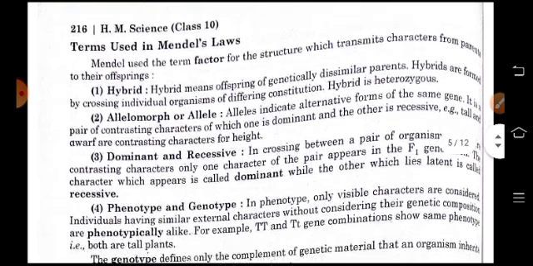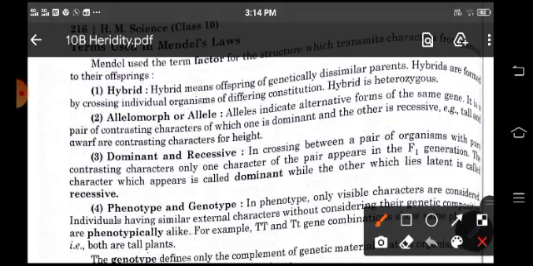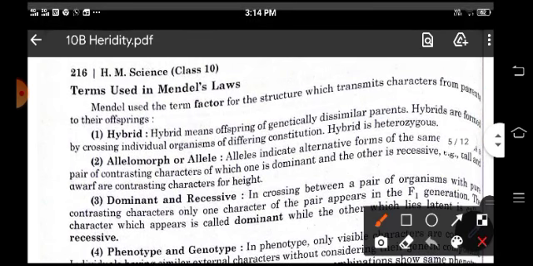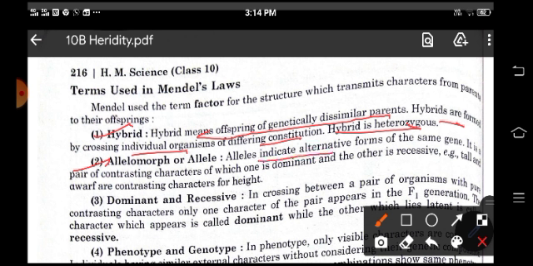Mendel used different terms. Number 1, hybrid. Hybrid means offsprings of genetically dissimilar parents. Hybrids are formed by crossing individual organisms of different constitutions. Now, a hybrid is heterogeneous. Allelomorph or allele. Allele indicates alternative forms of the same gene. It is a pair of contrasting characters of which one is dominant and the other is recessive.